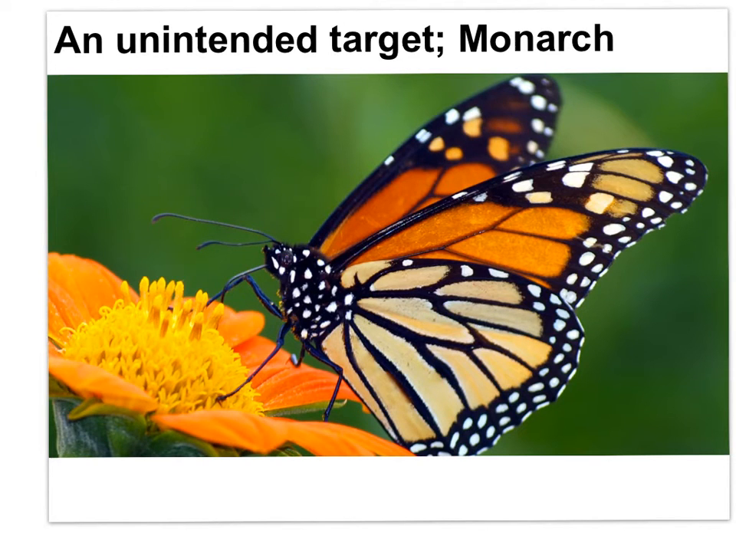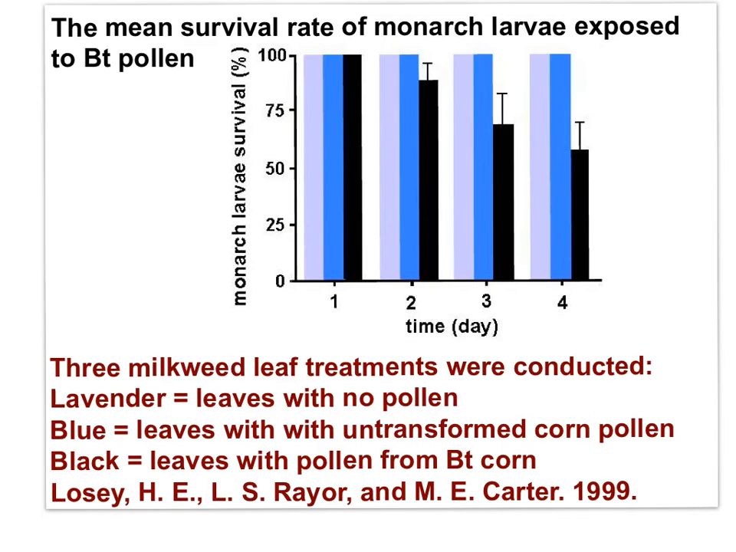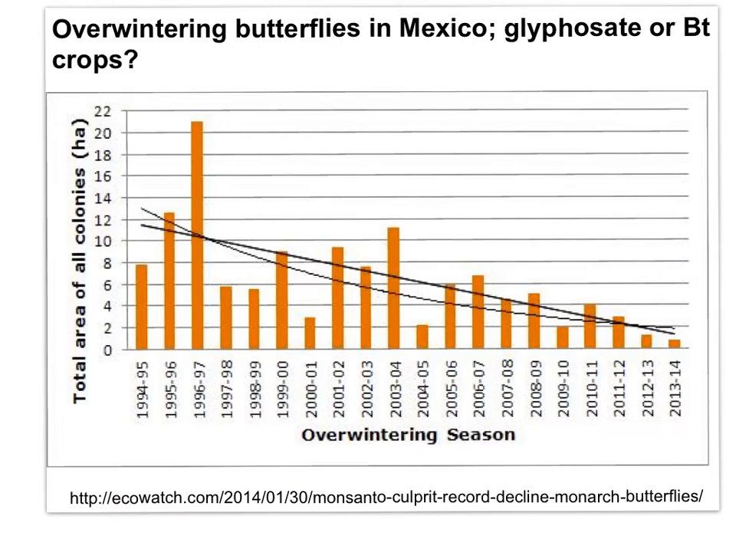But insects other than the corn borer, such as the monarch butterfly, have become unintended targets. And the mean survival rate of monarch larvae exposed to Bt pollen declines relative to controls. Here you can see that larvae feeding from leaves exposed to Bt pollen have a lower survival rate than larvae feeding on leaves with no Bt pollen. Since 1994, the number of overwintering butterflies in Mexico has generally decreased.